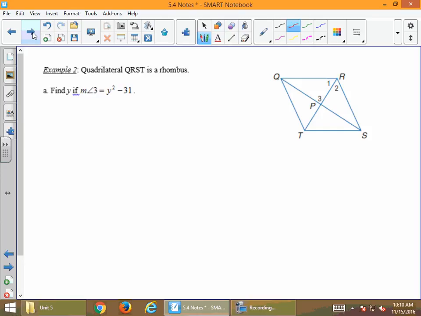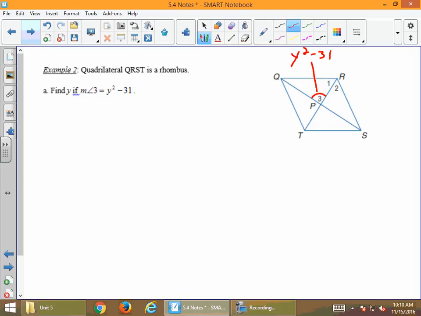Okay. Well, where's angle 3 at? Where's angle 3 on the diagram? It's in the middle. Great idea. So angle 3 is right here. I can't really write that in there, so I'm going to draw a little line above it. And I know that that measure is y squared minus 31. There's nothing else. I don't have another side on another angle.